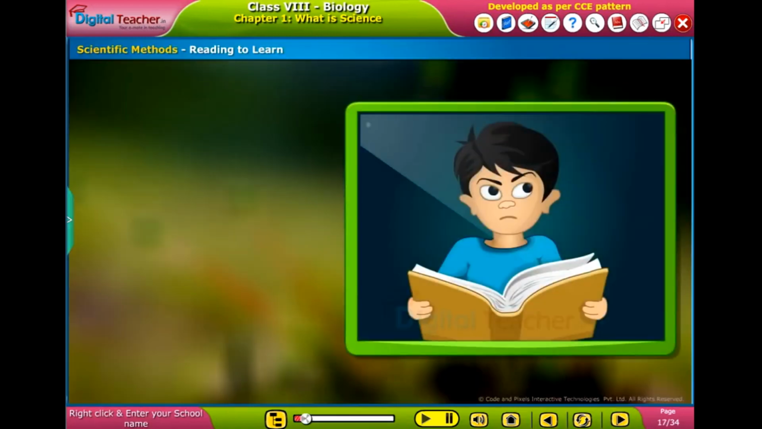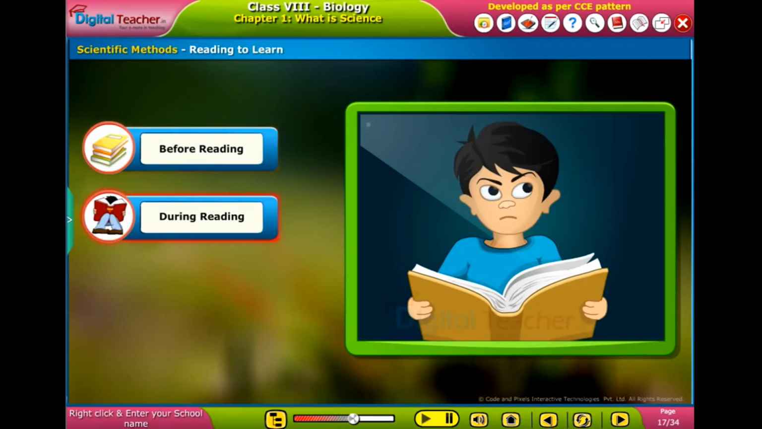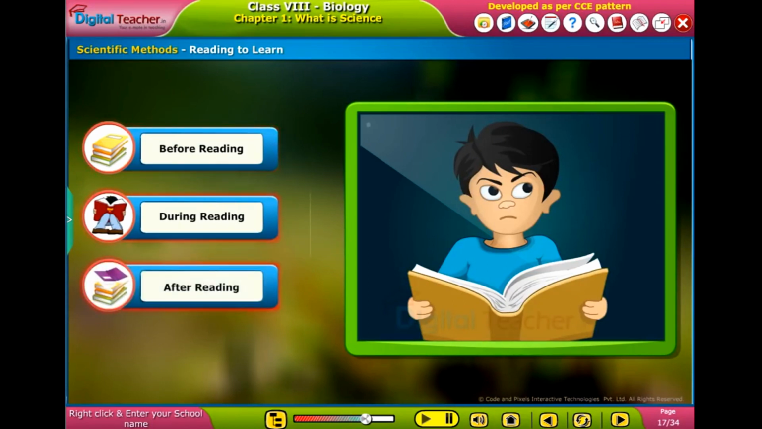Following are some of the strategies that help us to become good science readers: before reading, during reading, after reading. Click each tab to know more.